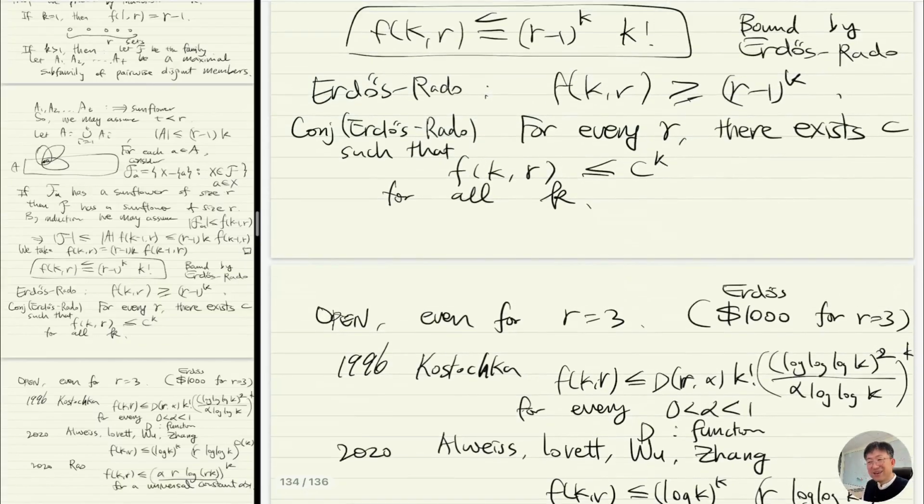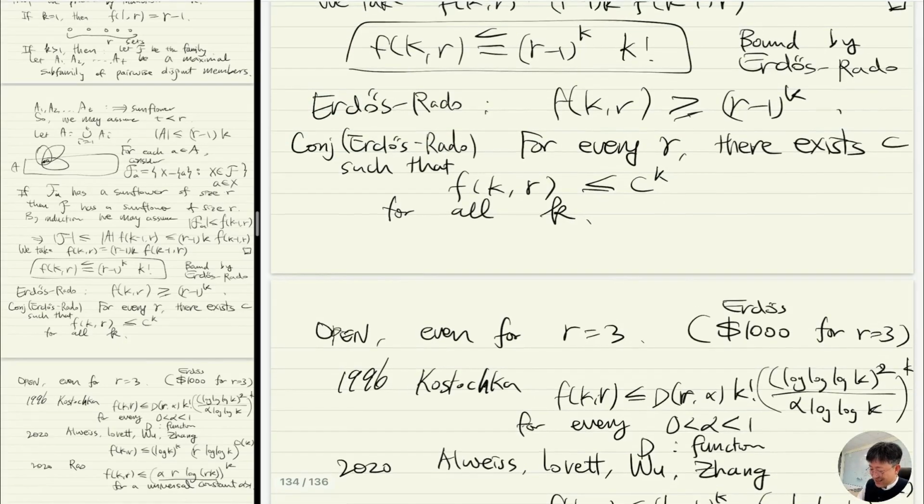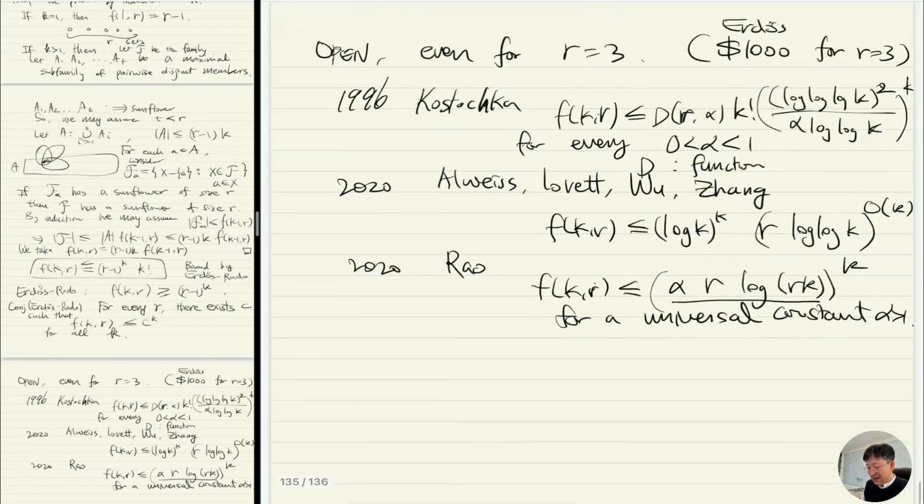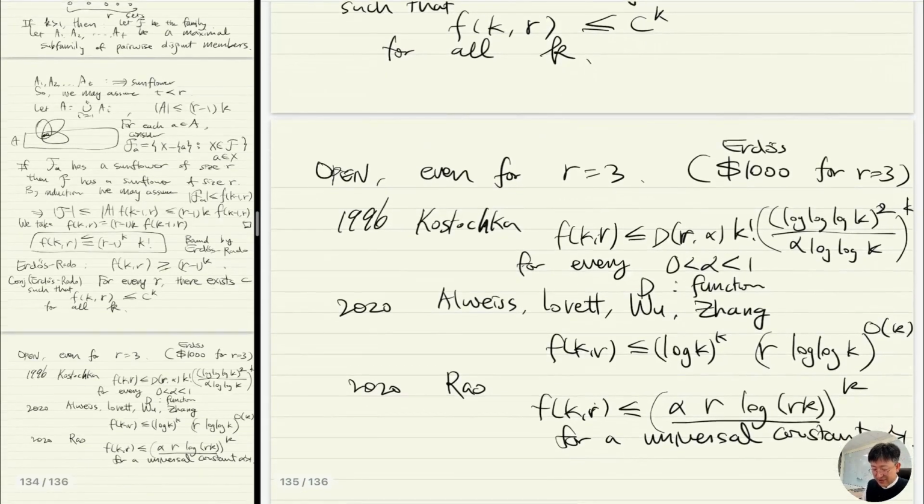Now let me first fix the typos here. The conjecture about the sunflower lemma is not by Erdős and Posa, it's Erdős and Rado. So these are the places that I fixed. Right. Now, if you look at this conjecture, it says that whenever you have sets of size k, if you collect more than (r minus 1) to the k sets of size k, then you can find a sunflower of size r, right?